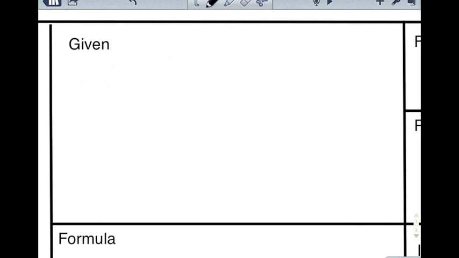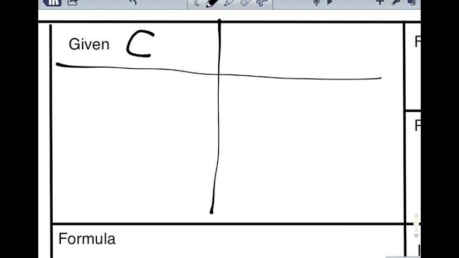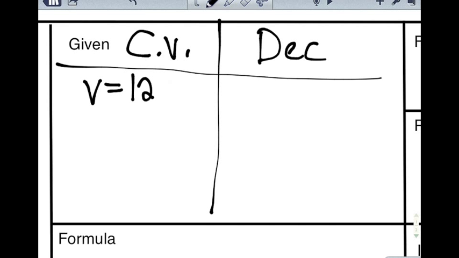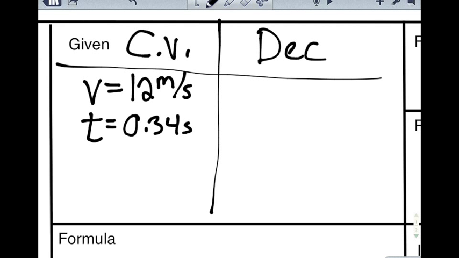So let's take a look at what our given information is. First of all, we're going to divide this up into two things: when it's traveling at constant velocity and when it is decelerating. To begin with, we know that it's traveling at 12 meters per second. It is a constant velocity of 12 meters per second, so we know that that is the only velocity that's there. The reaction time that it gives is 0.34 seconds, so that's how long you have while you're traveling at 12 meters per second before you actually step on the brakes.